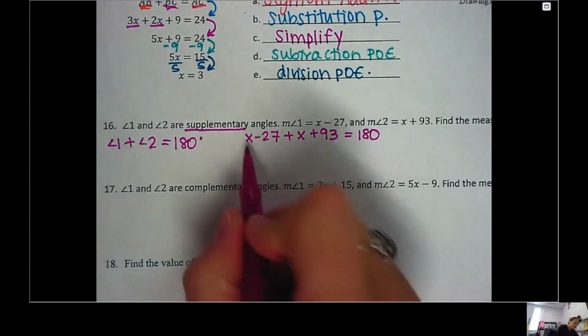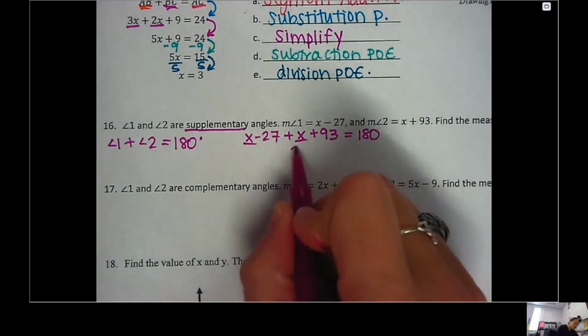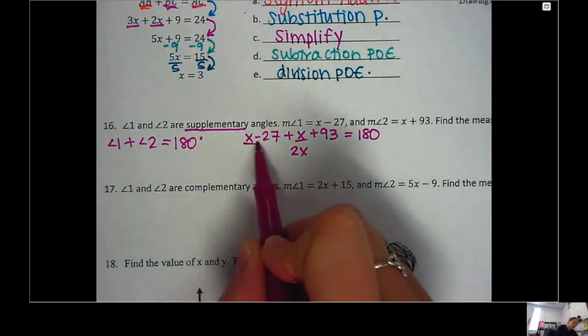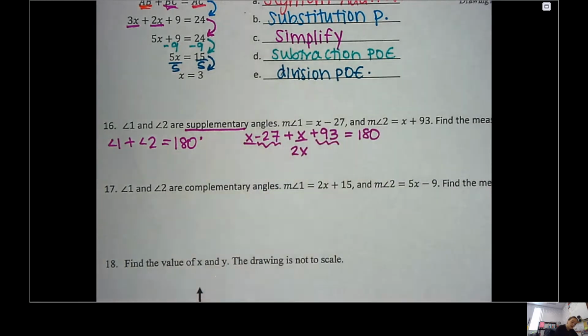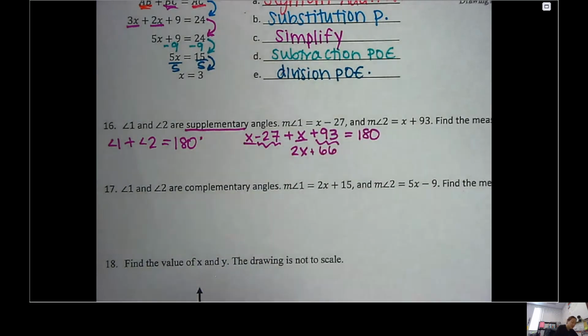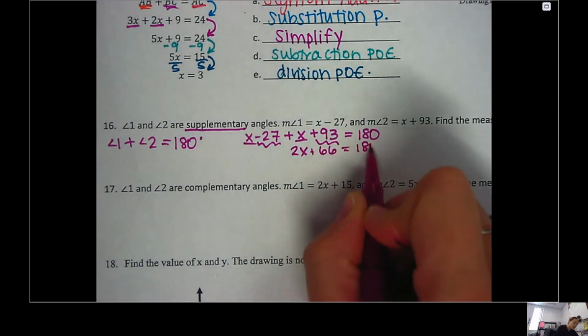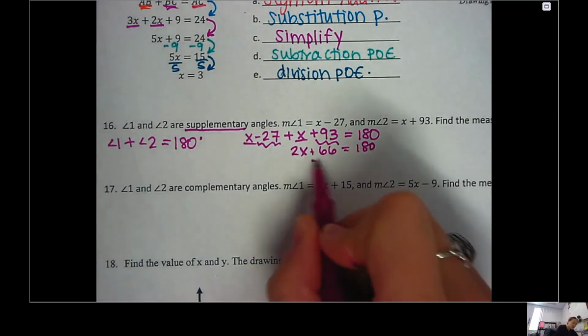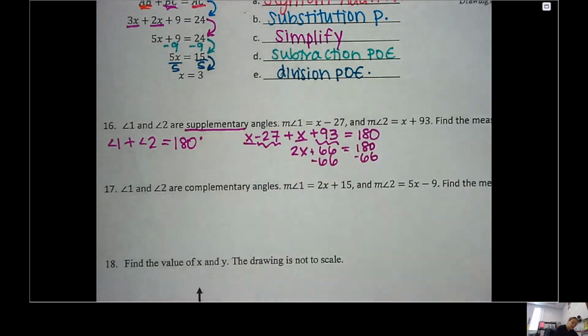So I'm going to combine together my like terms. x and x is 2x. Negative 27 and a positive 93 is a positive 66. And then I set it equal to 180. And then it's just a little bit of algebra. Subtract 66 on both sides.